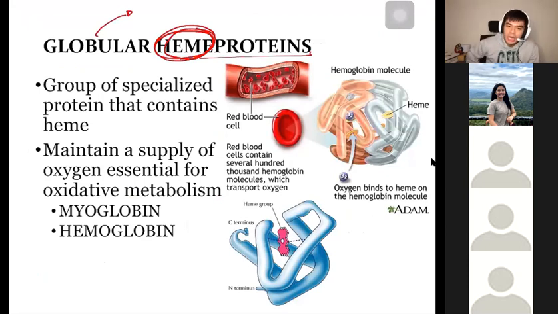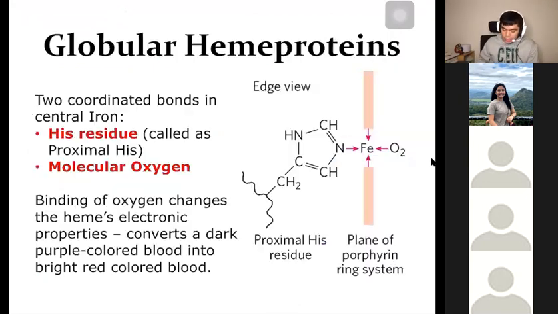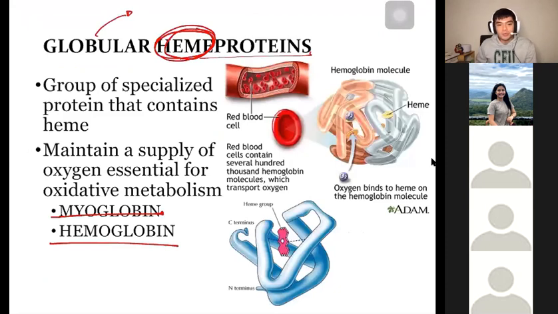So meron tayong 2 klaseng globular proteins. Number 1, we have myoglobin. And then second, we have hemoglobin. So yan ang 2 types. Tandaan, ang myoglobin, meron siyang isang heme. And then ang hemoglobin, meron siyang 4 na heme. Again, for myoglobin, there is 1 heme, and hemoglobin, may 4 na heme.